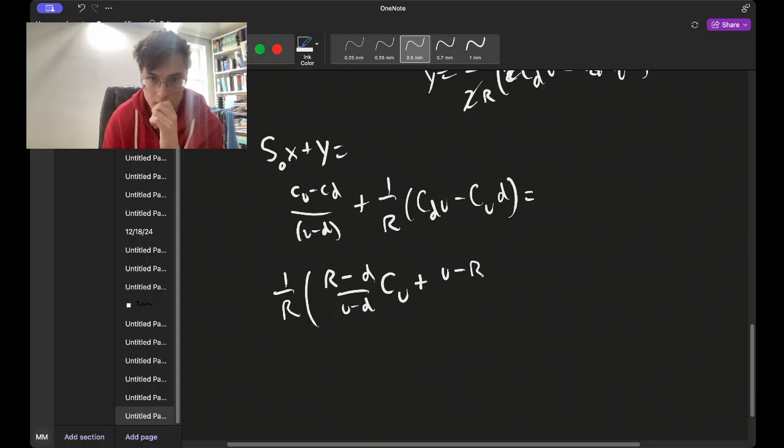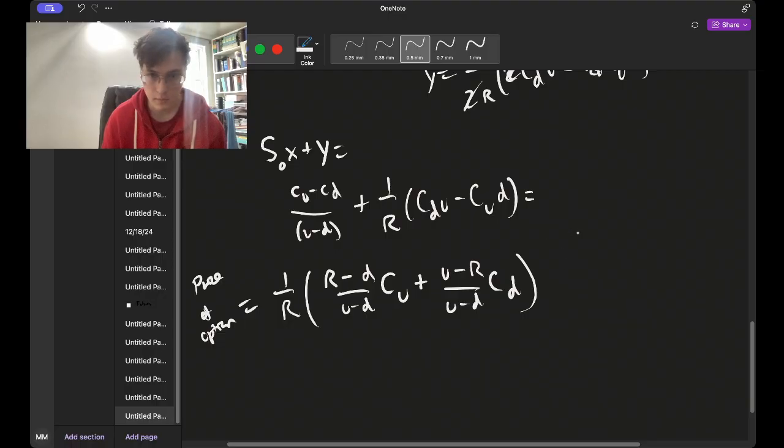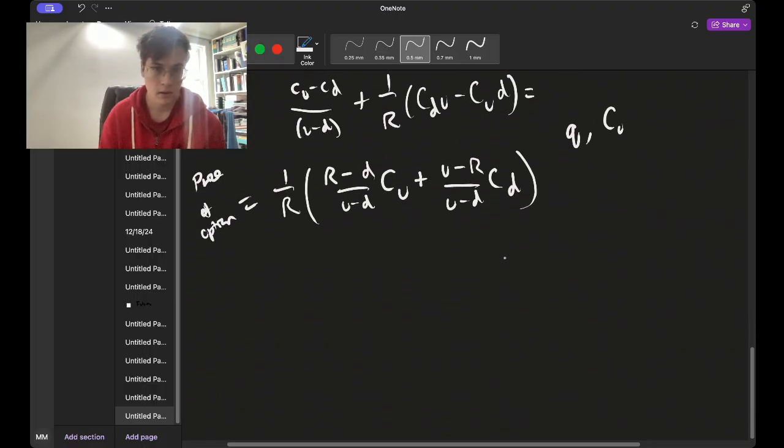Yeah, (U minus R) over (U minus D) times CD. Okay, so that's the price of our replicating portfolio, and that's our option. And this is independent of Q; well, it's not independent, but it does depend on price and on CU and CD, but CU and CD can be any constant. So that's also interesting. The only thing it really seems to depend on is U, D, and R. Okay, so now I also want to convince you that R is actually between U and D.